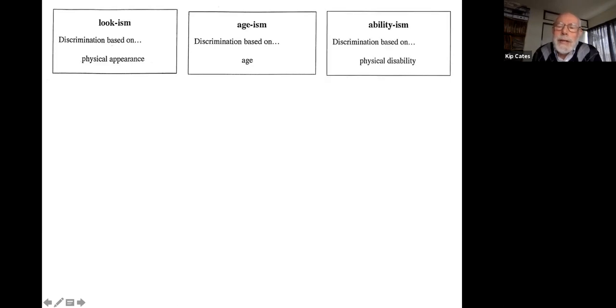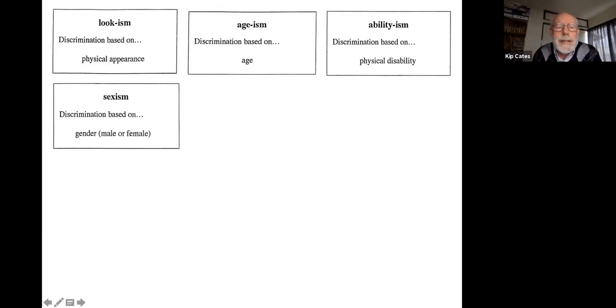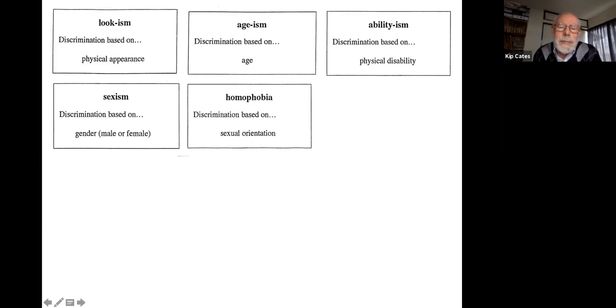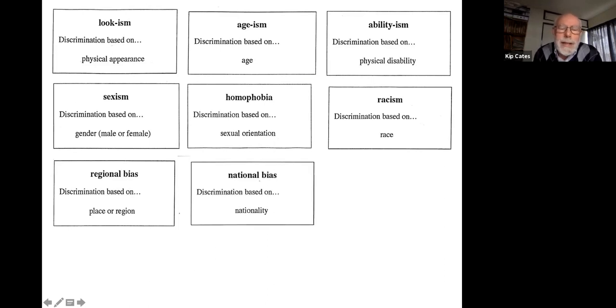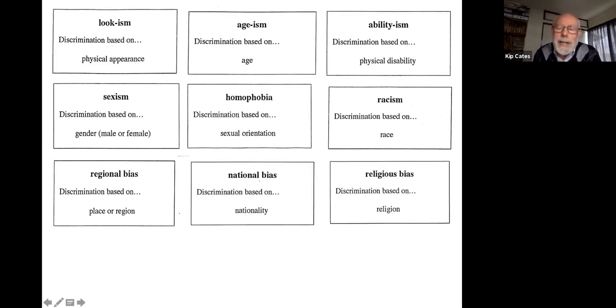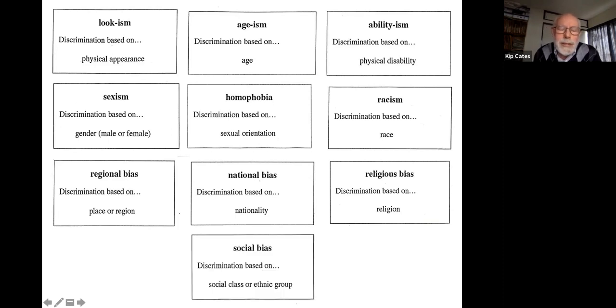Abilityism, discrimination based on physical disabilities. Sexism, discrimination based on gender. Homophobia, discrimination based on sexual orientation. Racism, based on race. Regional bias. National bias, nationality. Religious bias, religion. Social bias. So these are 10 different cards. Students get in groups, and card by card, they turn it over, read it, and discuss with examples, if they know them, from their own lives or from the news in Japan.